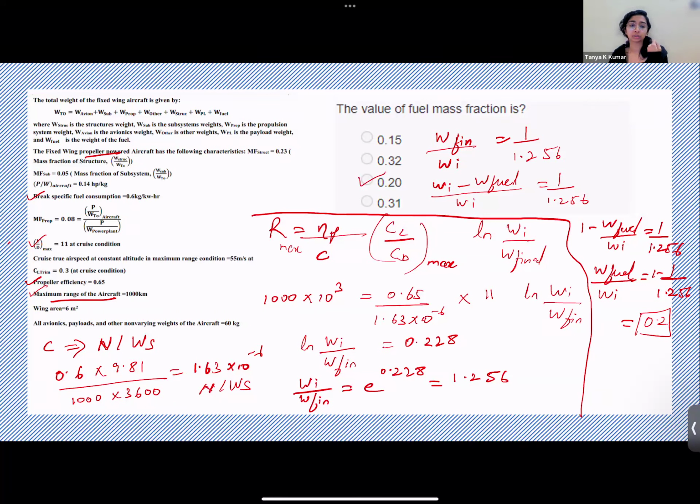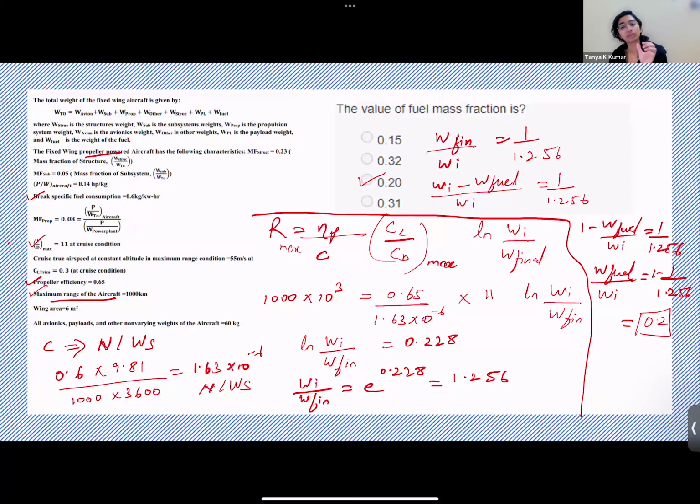What did we do? You start with the range equation, substitute all the terms by noting that C, the specific fuel consumption, the unit should be Newton per watt second. What was given to you was kg per kilowatt hour. You convert that into Newton per watt second, plug it into the equation. You have the L by D max ratio given in the question.